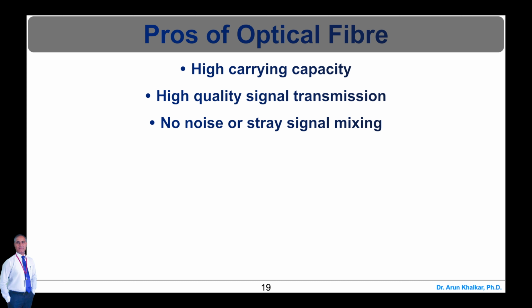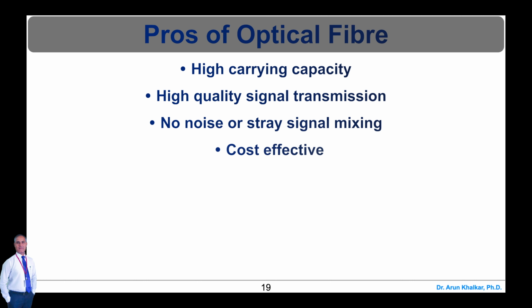Next one is no noise or no stray signal mixing. As optic fibers are made up of either glass or plastic, they do not pick up a stray signal or noise like copper wire does, either due to transmitted signal or due to external factors like environmental effects. Thus, the effect of external electromagnetic interference, lightning, external magnetic field, nuclear radiation is very minimal.